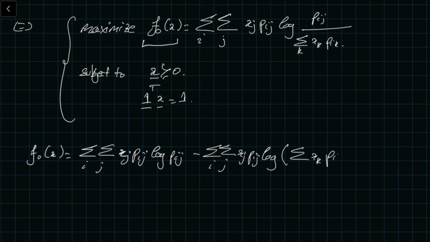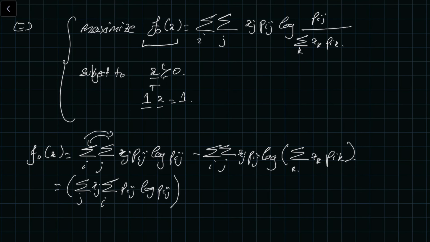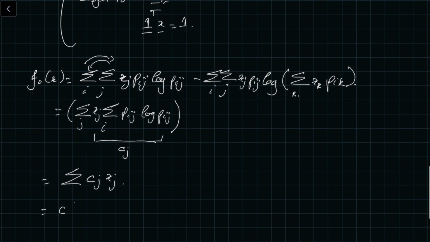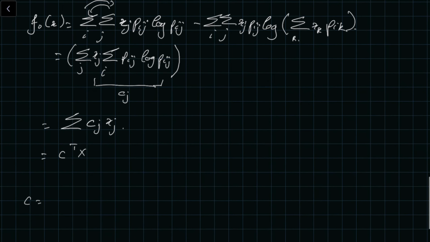Now the first term we can write as such, so summation over j of xj. I'm just flipping the summations and extracting outside what doesn't depend on the other. So here it's xj, and then I've got the sum over i of pij log pij. This guy, we can denote by cj, right? And then we could write it as the summation of cj xj, or c transpose x, where c is c1 down till cm, right? This is for the first term.